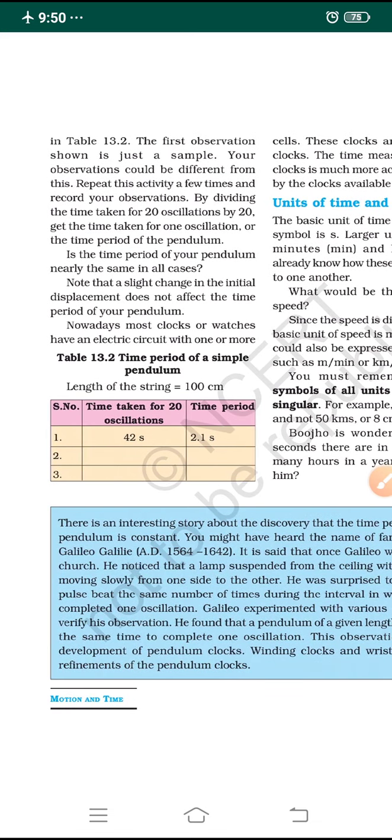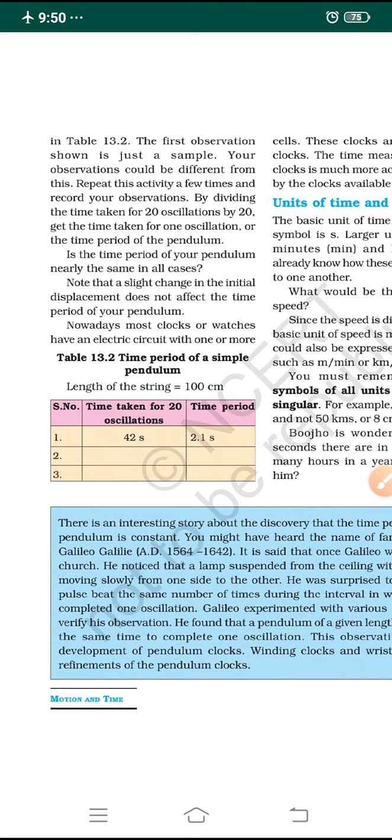In table number 13.2, the first observation shown is just an example or a sample. Your observations could be different from each other. You can repeat this activity continuously a few times and record the observations. Now, by dividing the time taken for 20 oscillations by 20, we get the time taken for one oscillation. Suppose the number of oscillations is 20. For one oscillation, how much time does it take? That will be the time period of the pendulum. That will give you the idea of the time period for one oscillation.